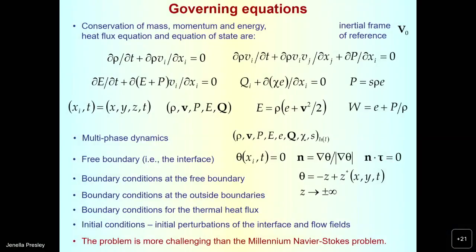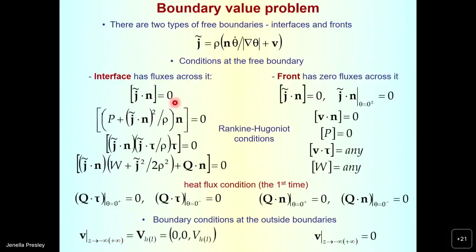But here we have a more complicated situation, because in addition to the equations in the bulk, we have also the boundary conditions at the unstable interface, at the outside boundaries of the domain, conditions for the thermal heat flux, which was not known up to the point that I will discuss, as well as the initial perturbation. So in this sense, it allows me to state that this problem is even more challenging than the Millennium Navier-Stokes problem. Let me consider what sort of boundary value problem we might have at the unstable, freely evolving, essentially nonlinear interface.